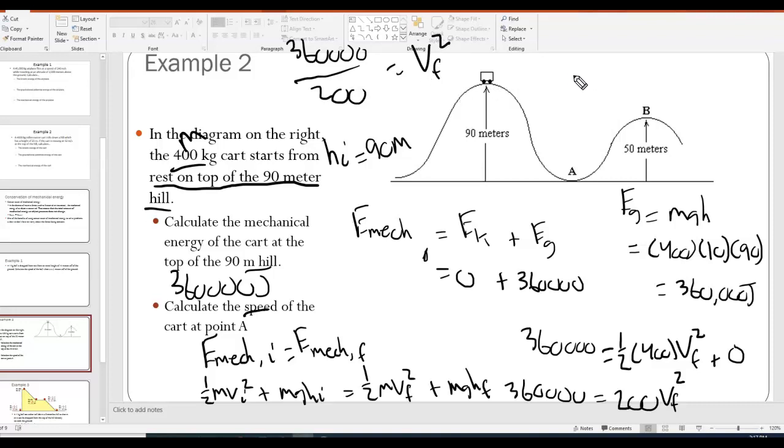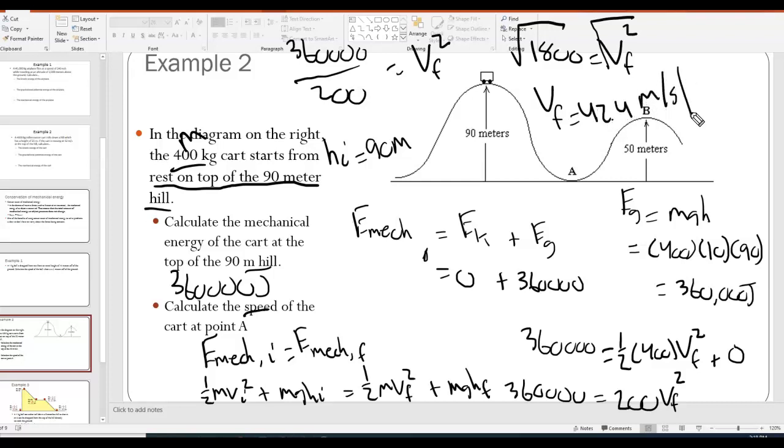Okay, so first I'm going to divide 360,000 by 200, which equals 1800, and that is equal to V final squared. And then I'm going to take the square root of that number. Okay, so I plug that into my calculator, and I get V_F equals 42.4 meters per second, and that is the answer to my question. Okay, so that is example 2, another conservation of mechanical energy question.